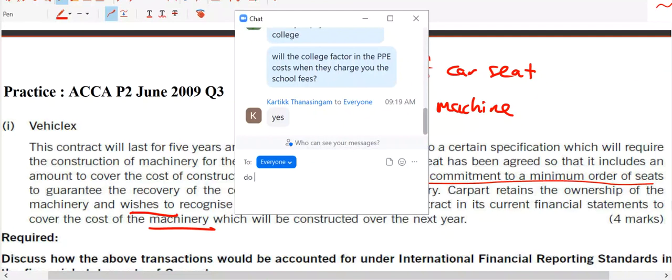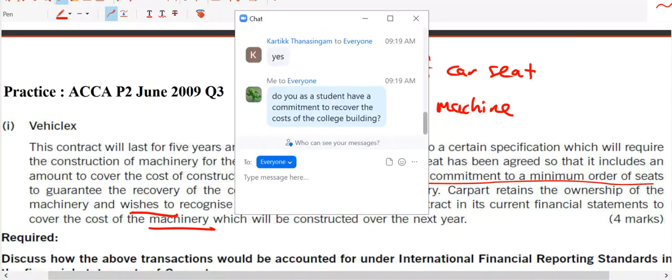Okay. So do you, as a student, have a commitment to recover the cost of the college building? So let's say you sign up for only one paper, you study ACCA, only one paper, you pay 1,200. Can the 1,200 cover the cost of the building? So do you have that commitment to recover the cost of the college building?